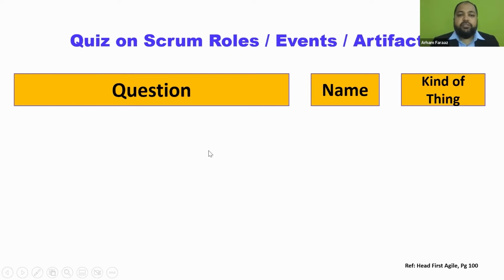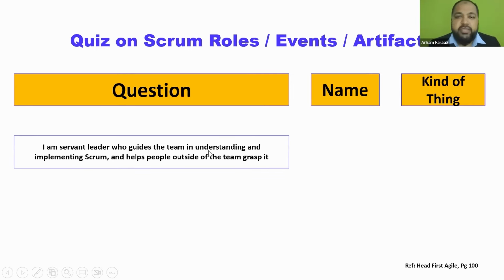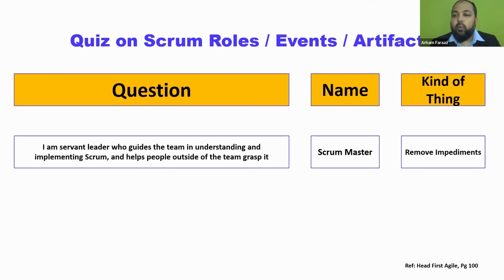Okay, so what's the first question? The first question says, I am a servant leader who guides the team in understanding and implementing Scrum and helps people outside of the team to grasp it. Do you know the answer? What is the name of this particular role? It is the Scrum Master. And what kind of thing is this? This is a role. This is the role that happens on the project. Scrum Master is a role.